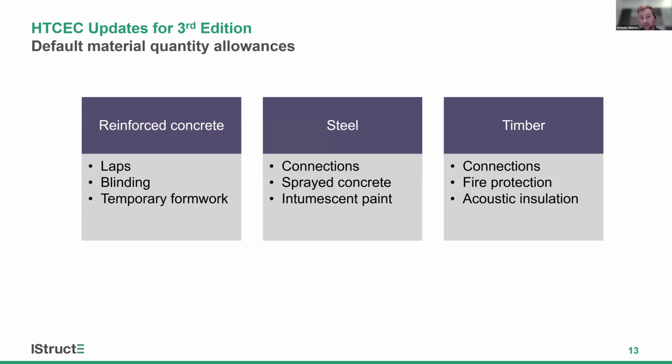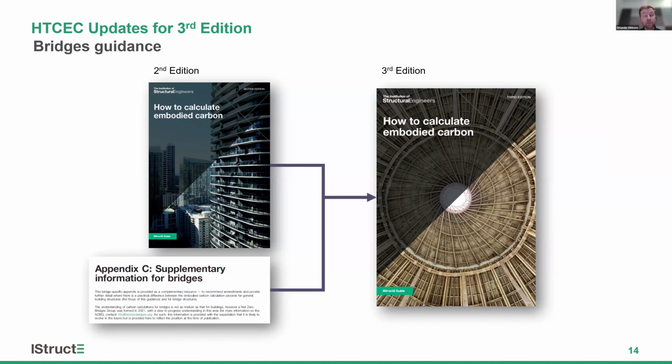We also, and this is something new in the guide, provide some default material quantity allowances to help with those additional materials. So for reinforced concrete, laps, blinding, temporary formwork; for steel, we provide some rates for connections, sprayed concrete and intumescent paint; and for timber, connections, fire protection and acoustic insulation.